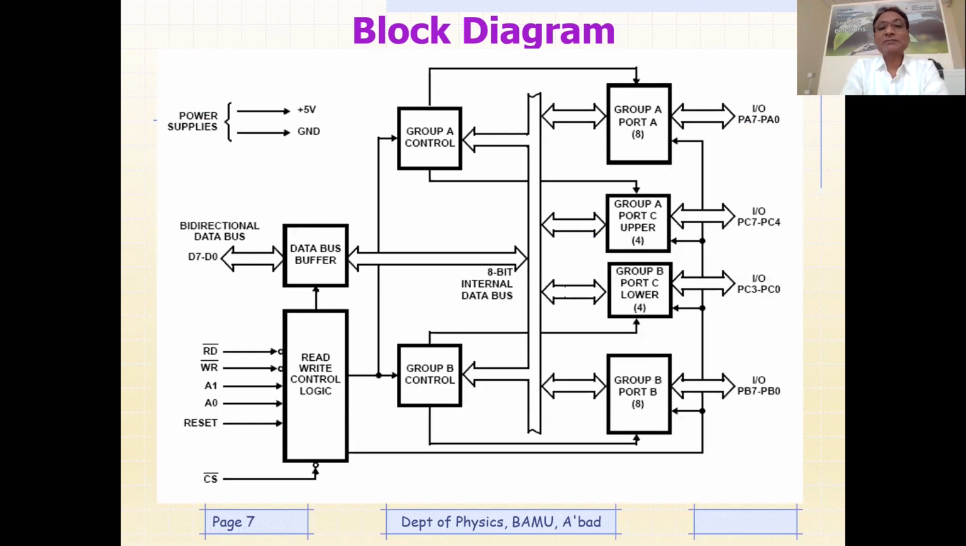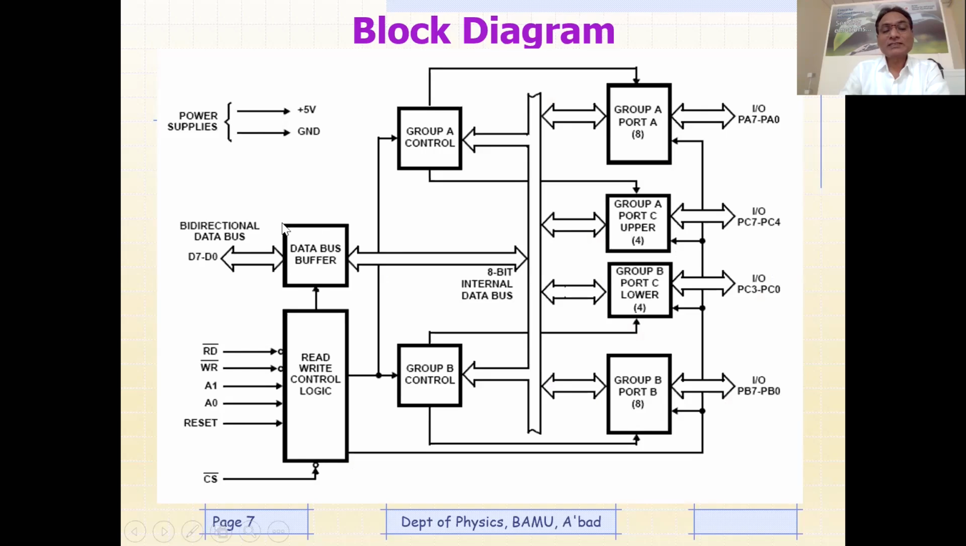This is the block diagram of the 8255. You can see it again; it is very easy to understand. In the block diagram, we have the data bus buffer in between. What is the purpose of the data bus buffer? You can see the input is coming from the data bus of the 8086 microprocessor, and it goes to the internal data bus.